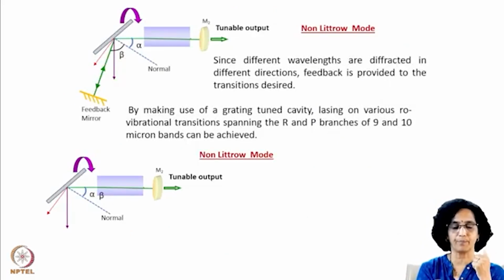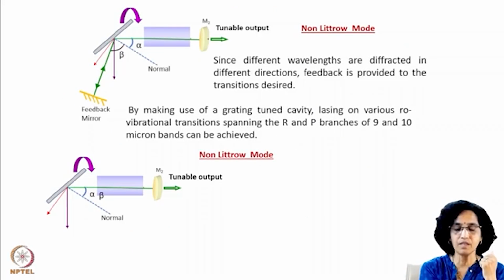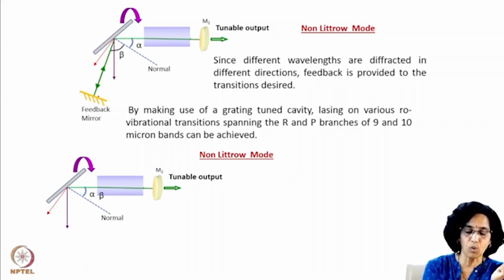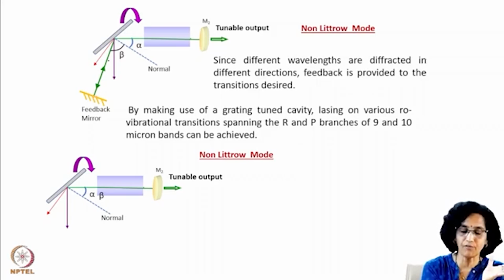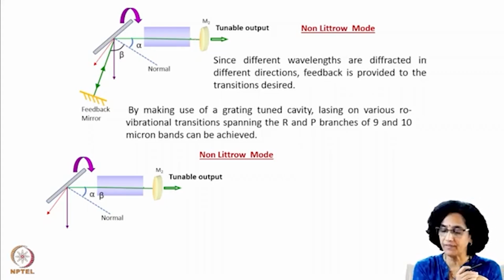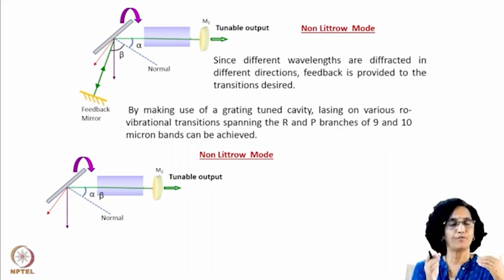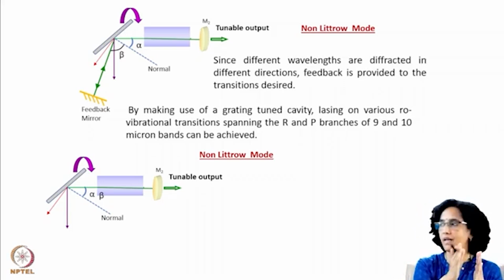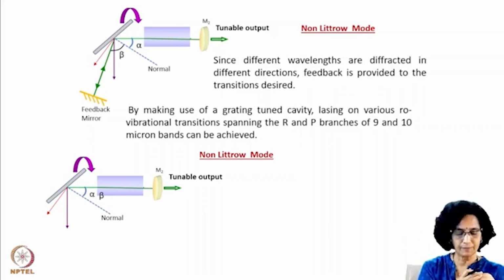So when such a system is used, then we know that, you see, this is your input. So you have so many wavelengths going here and there, but you are providing feedback only to the one that you want, and then you can have a cavity forming for this, and you have the output. So by making use of a grating tuned cavity, lasing on various rotational vibrational lines, from very low gain lines to very high gain lines, can be made. So you can go from 9R, 9P, 10R and 10P in this manner.